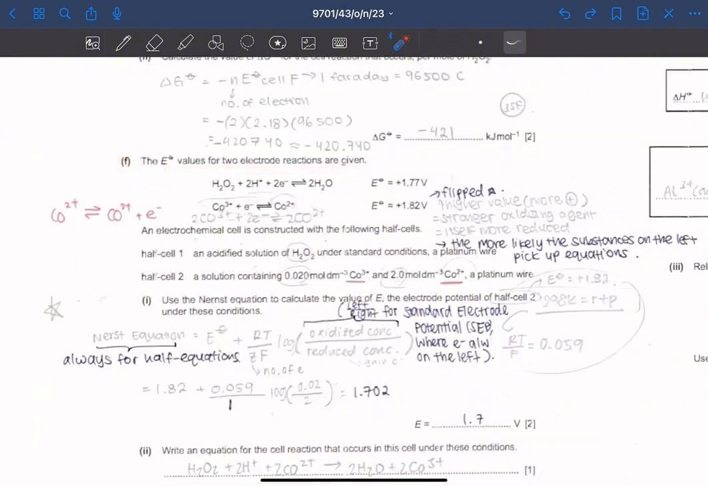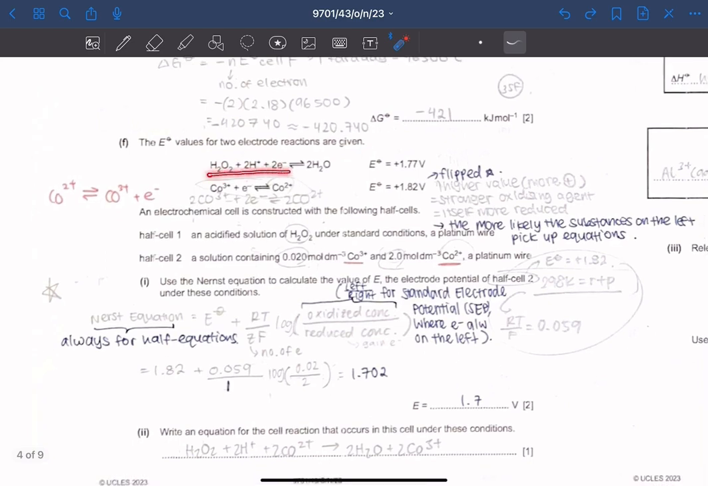F, the E naught values for two electrode reactions are given. H2O2 plus 2H plus 2E minus forms 2H2O, and Co3 plus plus E minus forms Co2 plus. For this question, I would disregard everything I've written here. Okay, an electrochemical cell is constructed with the following half cells. Half cell 1, an acidified solution of H2O2 under standard conditions, a platinum wire. Half cell 2, a solution containing 0.02 mole per dm cube Co3 plus and 2 mole per dm cube Co2 plus, a platinum wire.